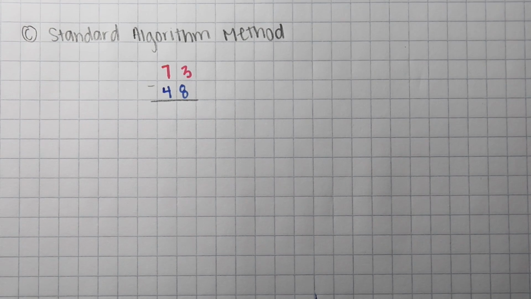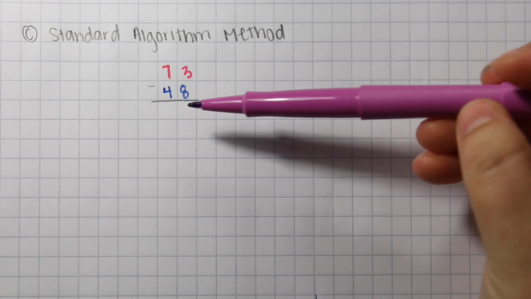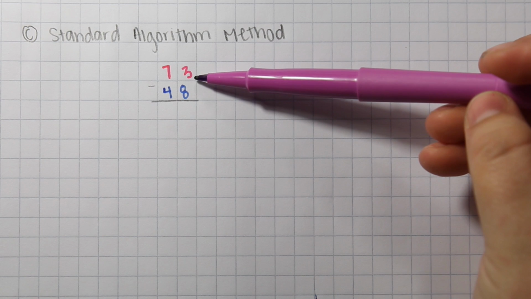And finally, for these two problems, we're going to be using the standard algorithm method. So the first one that we're doing is 73 minus 48. Remember, for standard algorithm, we work from right to left. So the first thing we're looking at is our ones column. It's asking us to take 8 away from 3, which we can't do.